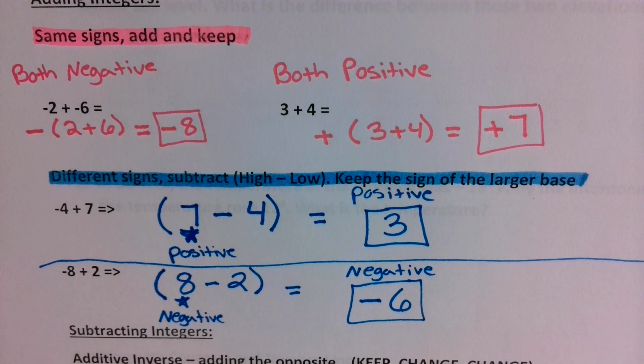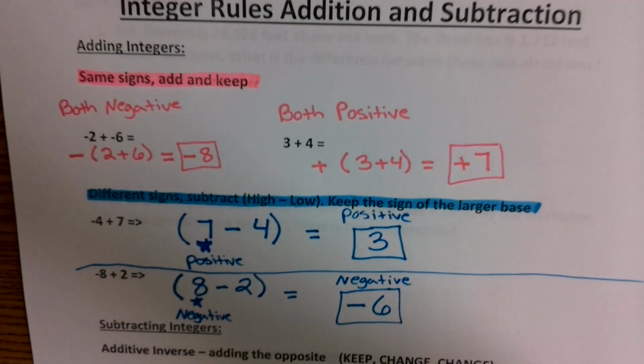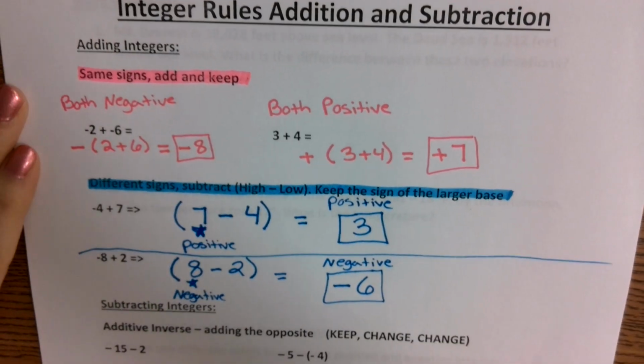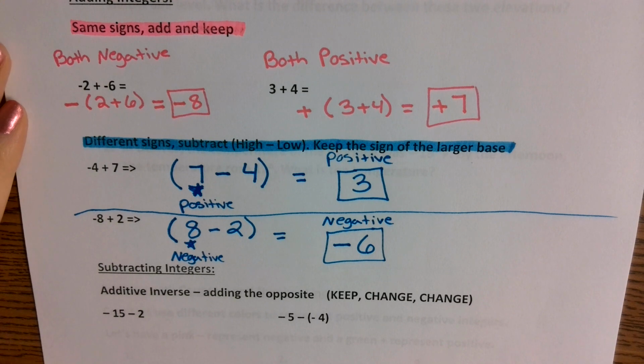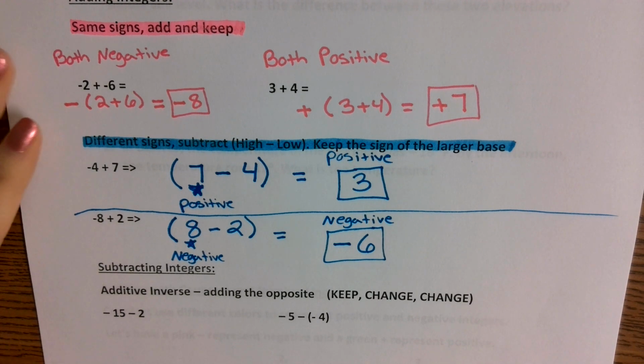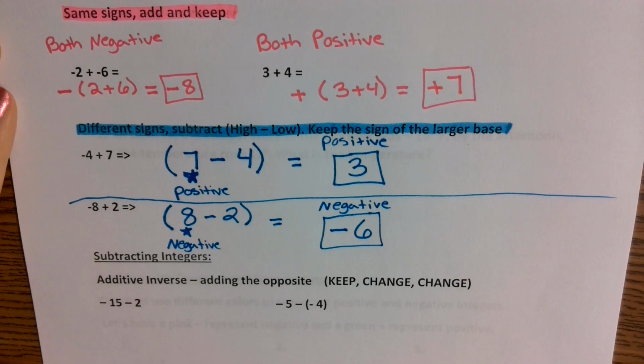Now, subtraction is just as easy as addition because subtraction is addition. We do not subtract with integers at all. We do the additive inverse. That means instead of subtracting, you're going to add.